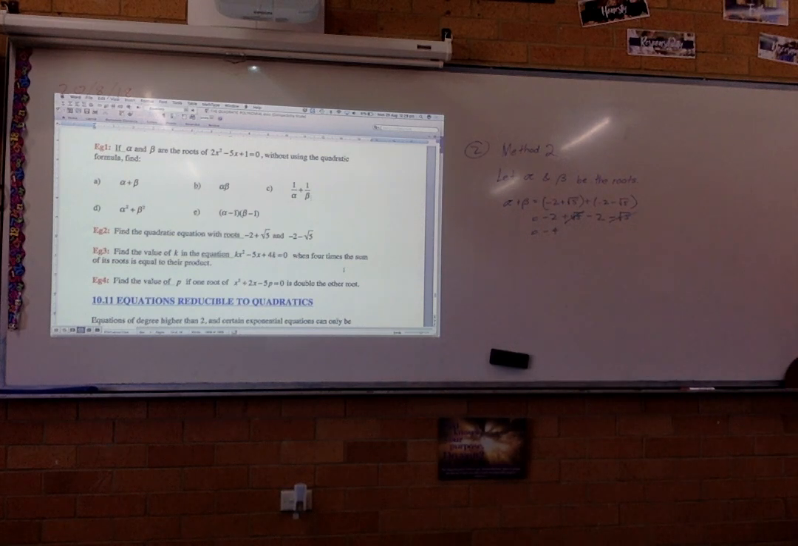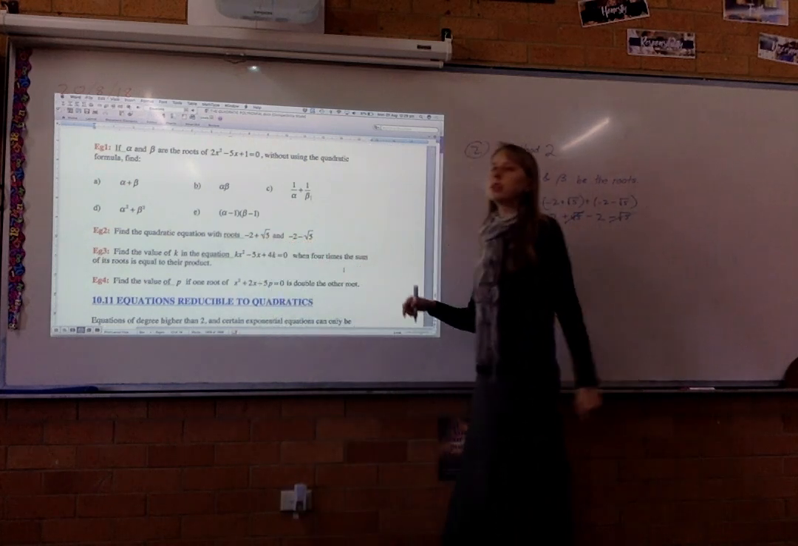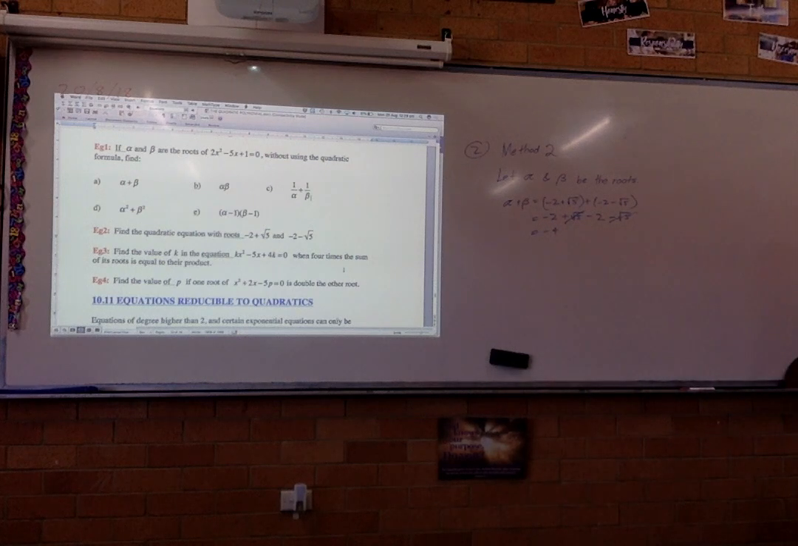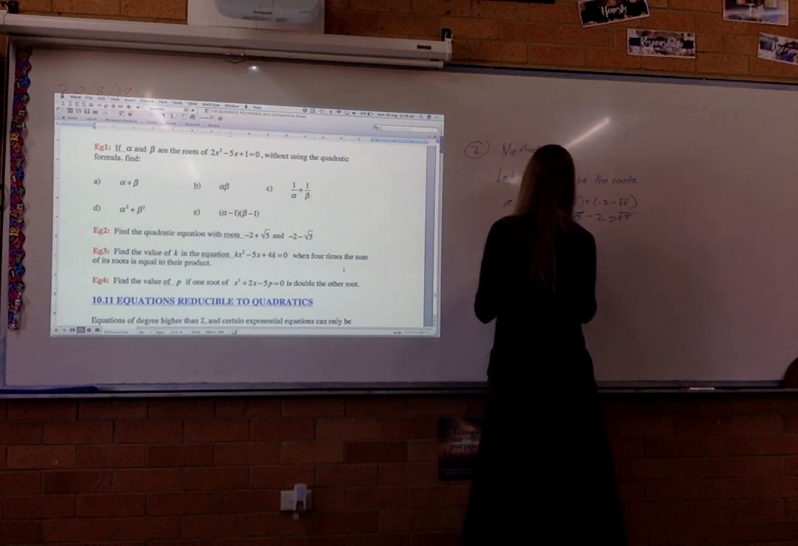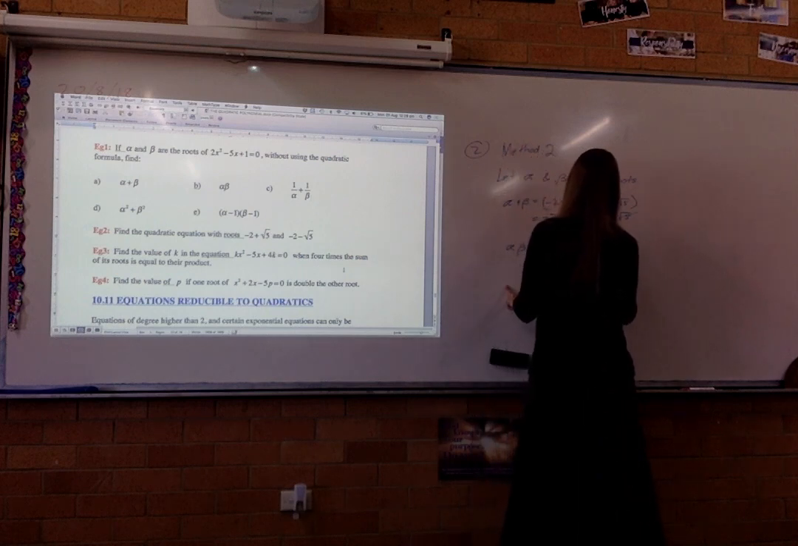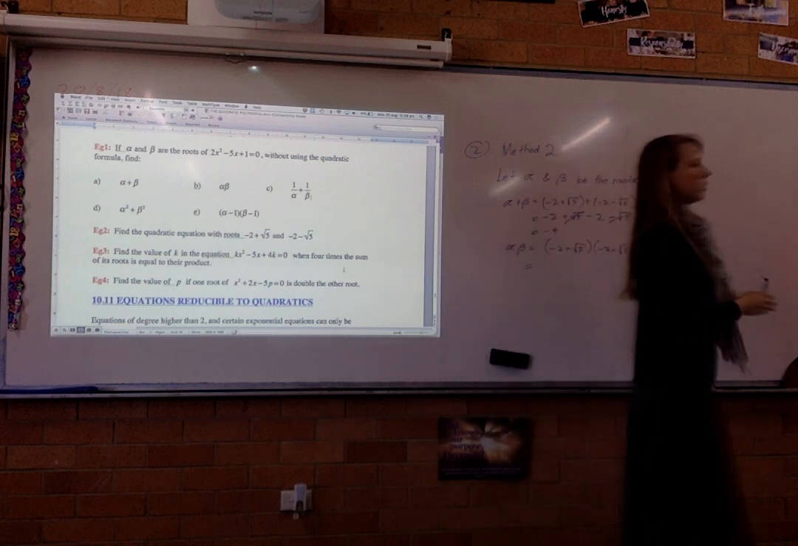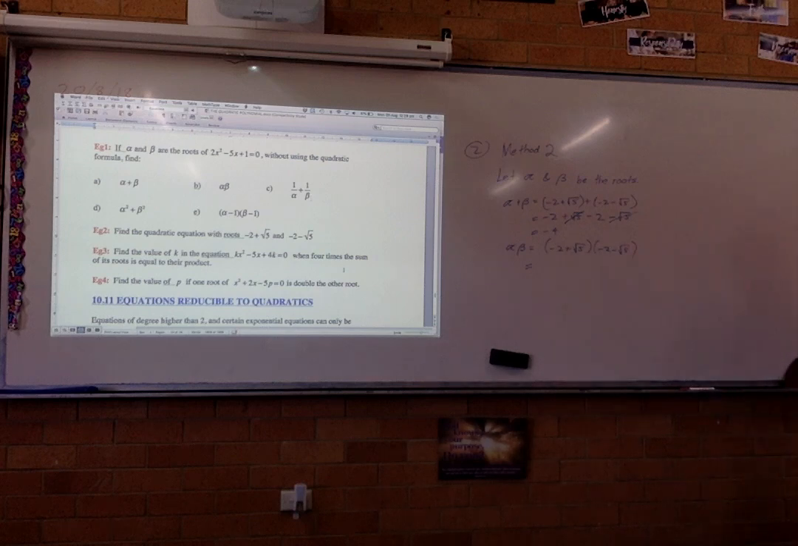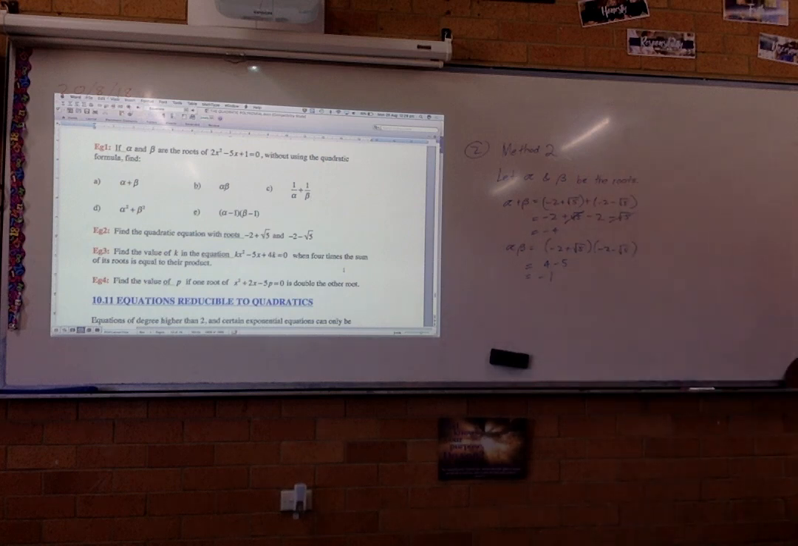We okay with that? All I've done is I've added, we're told that these two are the roots, so I've just added the two roots together. Nothing else. Now let's just find the product. Alpha beta equals negative 2 plus root 5 times negative 2 minus root 5. We see the difference of 2 squares, so it's going to be 4 minus 5, which equals negative 1. So we've got the sum, we've got the product.